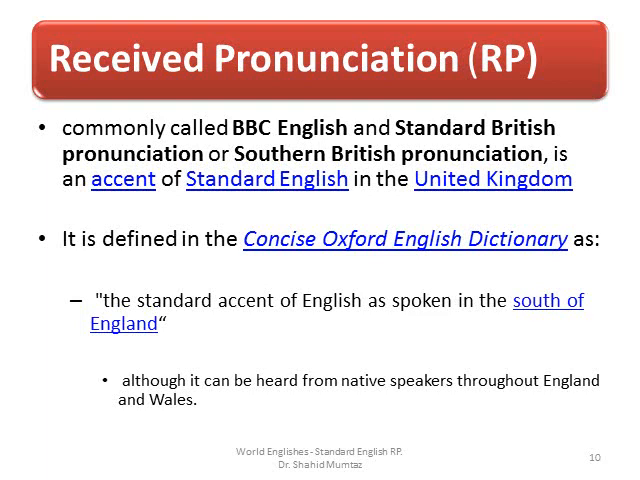It is commonly called BBC English, Standard British Pronunciation, or Southern British Pronunciation. It is actually an accent of Standard English. RP is basically an accent of Standard English in the United Kingdom. Its definition is there in the Concise Oxford English Dictionary. Let's see the definition: the standard accent of English as spoken in the south of England. So here is the definition.